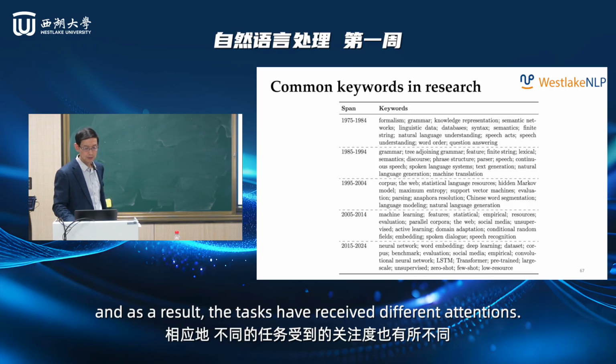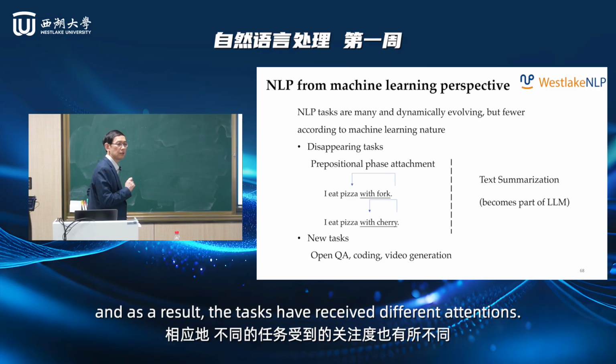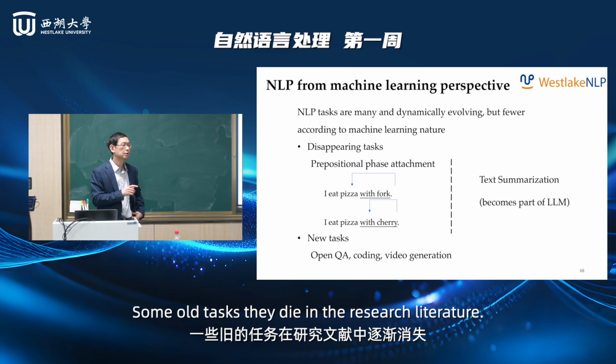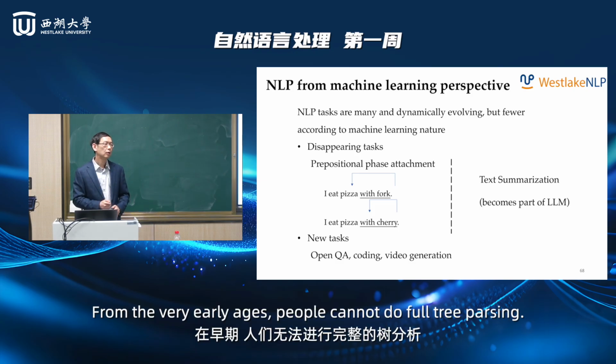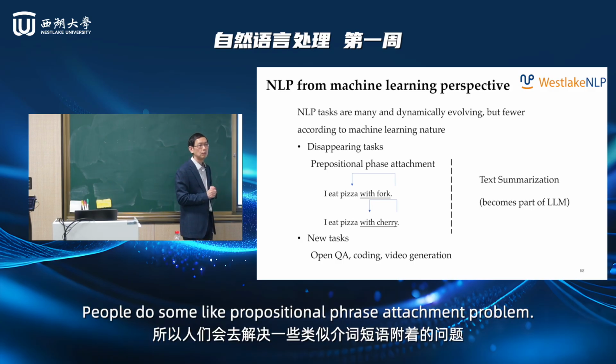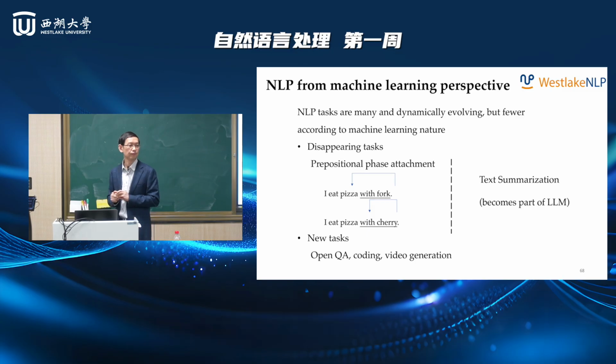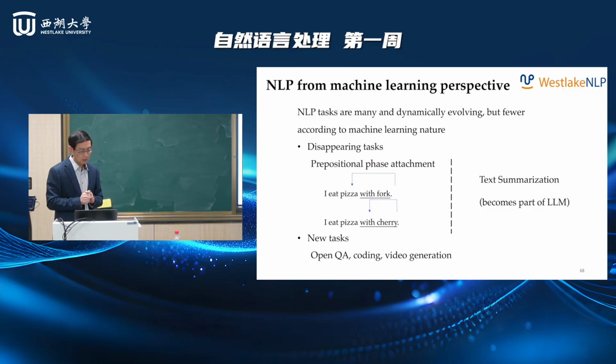And as a result, the tasks have received different attention. Some old tasks die out in the research literature, and some new tasks come out. Maybe in the very early ages, people could not do full tree parsing. People did something like the prepositional phrase attachment problem. What does it mean?